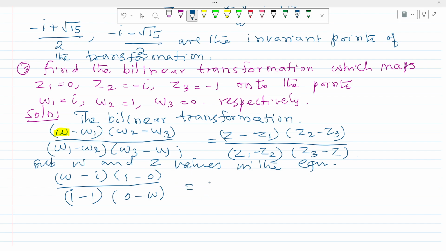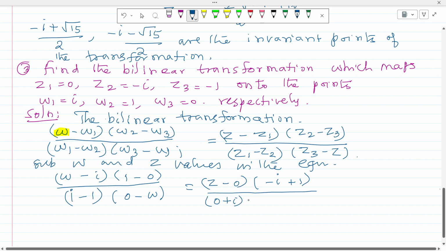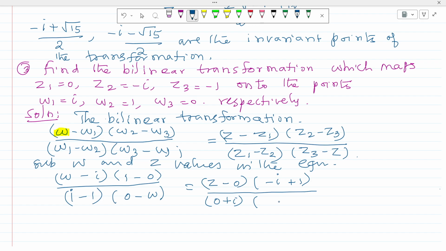That is equal to, keeping z as it is, Z minus Z1, where Z1 is 0, and then Z2, which is minus i, minus Z3, which is minus 1, so plus 1. Divided by Z1 minus Z2, which is 0 plus i. Then the second one.